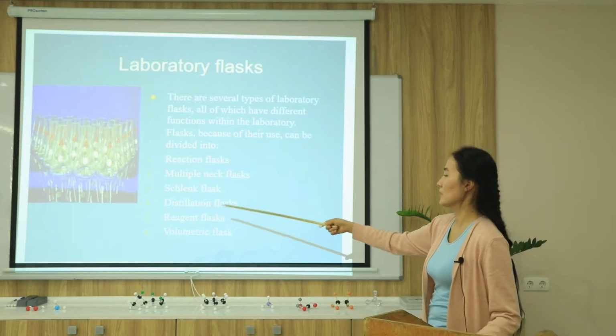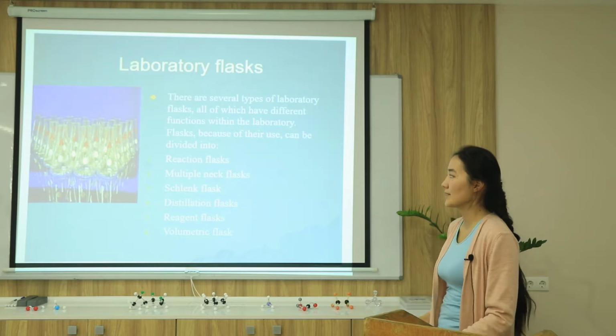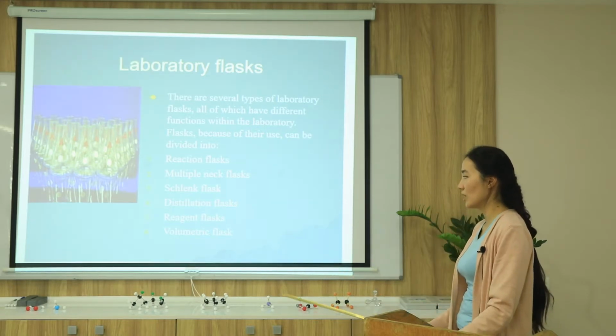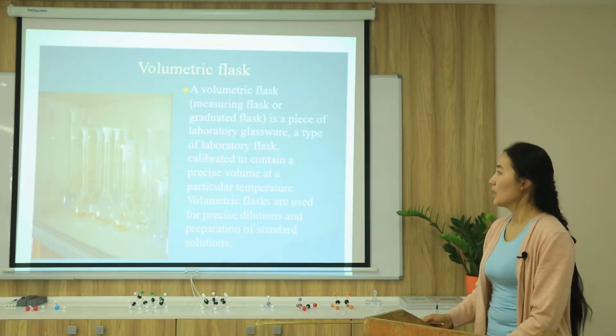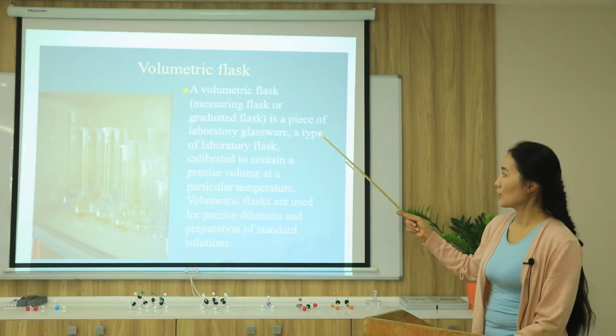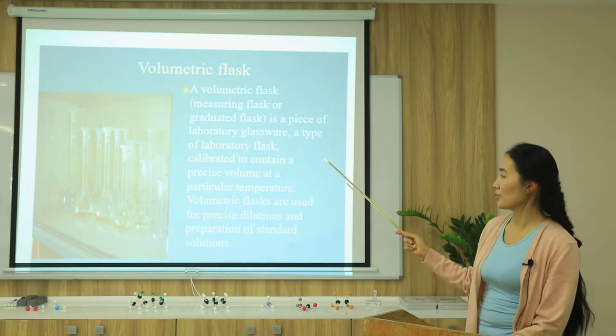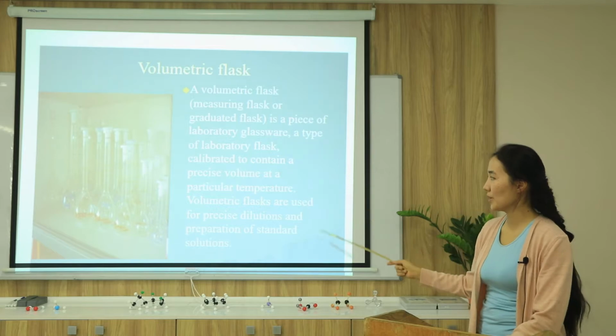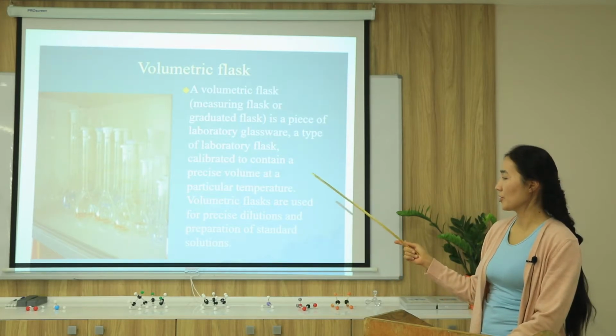They are divided into different types: reaction flasks, multiple neck flasks, Schlenk flask, distillation flask, reagent, and volumetric flasks. A volumetric flask, or measuring flask, or graduated flask, is a piece of laboratory glassware. This one we use at a particular temperature.